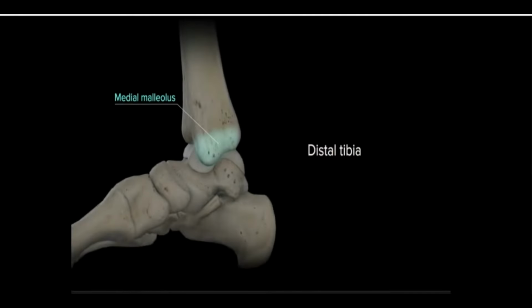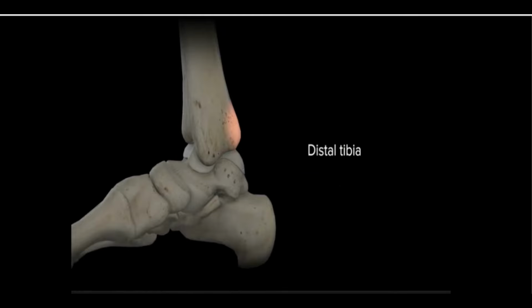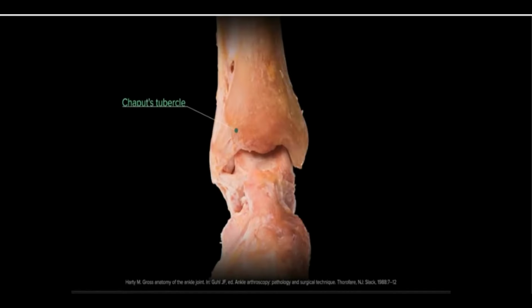It is composed of the medial malleolus and has the anterior colliculus and posterior colliculus. The area between the two is called the intercollicular groove. The distal posterior aspect of the tibia is called the posterior malleolus. These landmarks help when orienting yourself within the joint. Other landmarks include Chaput's tubercle and the anteromedial tibial notch of Hardy.